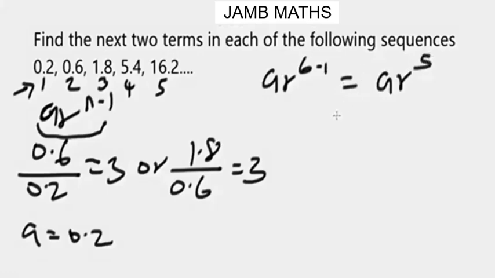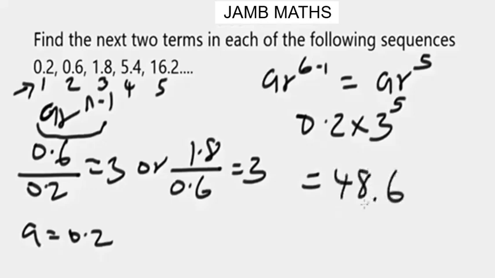All right, now our first term is 0.2. It's going to give us 0.2 times our common ratio 3 to the power of 5. So when you break this down with your calculator, 3 to the power of 5 is 3 times 3 times 3 times 3 times 3, then times 0.2. When you punch everything together on your calculator, you are going to have 48.6 as the output. So this will be the sixth term.